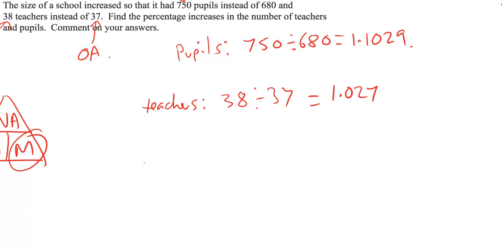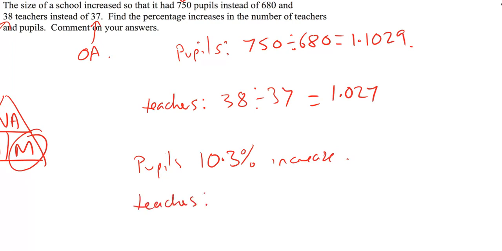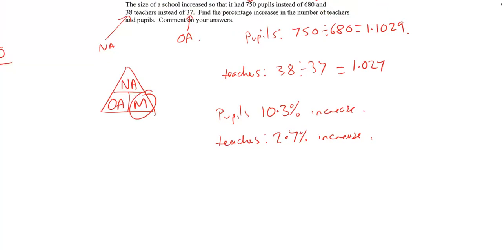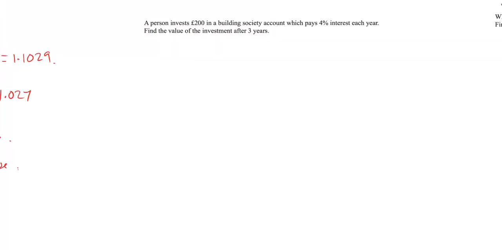So let's convert that into percentages. The pupils have had a 10.3% increase, and the teachers, well, they've had a 2.7% increase. Comment on the answers. We can say the teachers have increased, but not at the same rate as the pupils. There are now more pupils per teacher in the school.